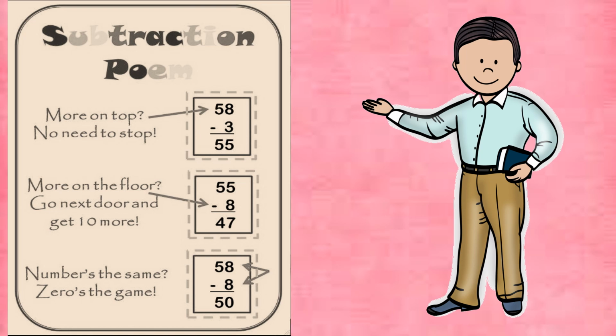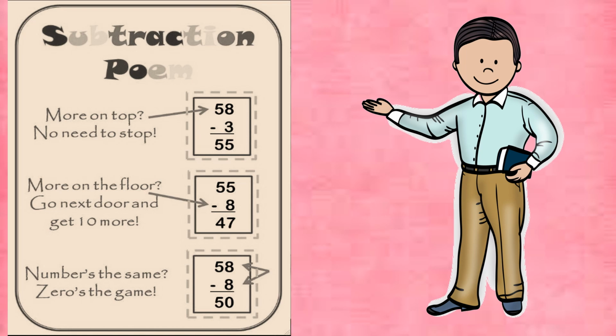We move further. More on the floor, go next door and get 10 more. Floor means the second number. So if the second number is more than the first number, we need to move to our next door, that is the next place, and get 10 from there.